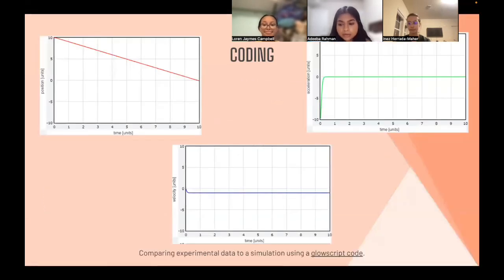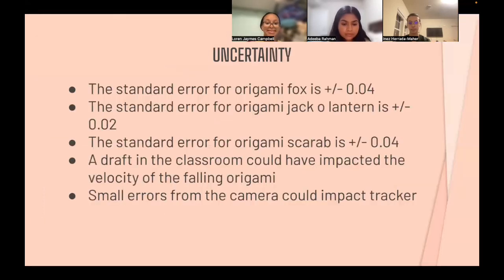Our experimental data was compared to a simulation using a GlowScript code. This is the code from class that was modified to fit our experiment. These graphs show what the position, velocity, and acceleration should look like if we had no errors in our experiment. It is also important to notice that these values are not the same as our actual experiment and are only theoretical. So the standard error for origami fox is plus or minus 0.04. The standard error for origami jack-o'-lantern is plus or minus 0.02. The standard error for origami scarab is plus or minus 0.04.